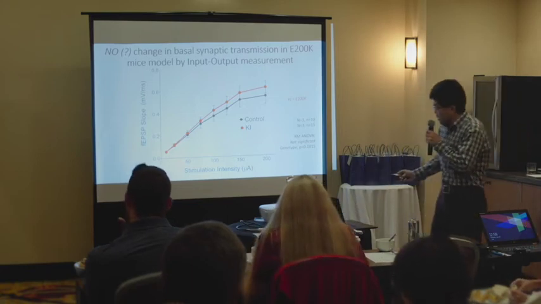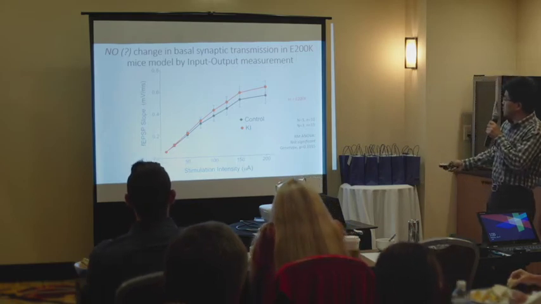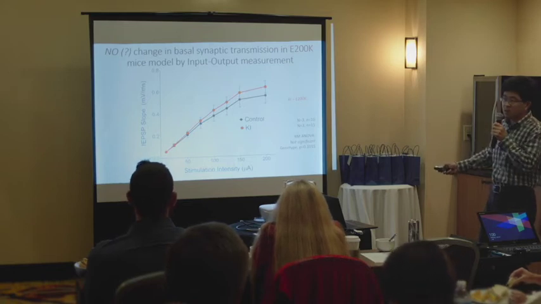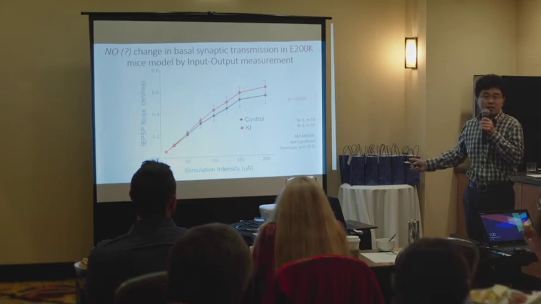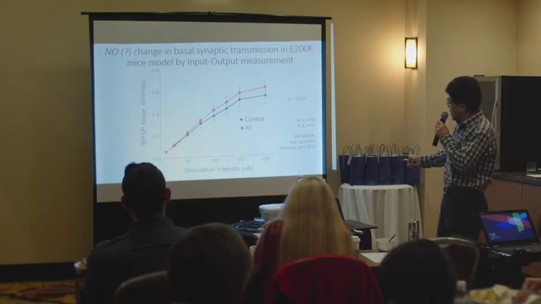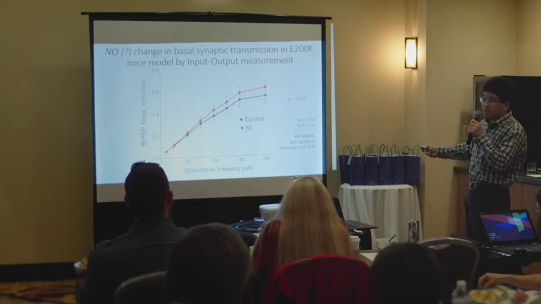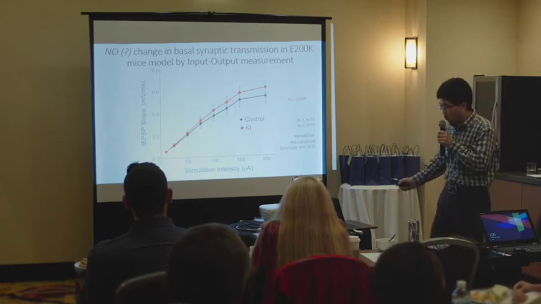This is the data here. We don't see a difference between these two groups of mice. So the straightforward interpretation based on this assay is probably no change in communication between neurons between the control, the wild type, and the knock-in mice here. This mouse model directly mimics the human condition: one copy wild type, one copy of this E200K variant.